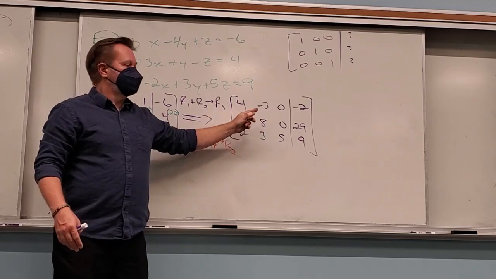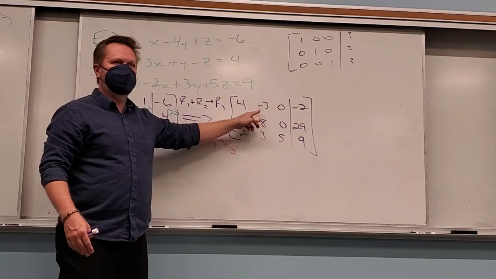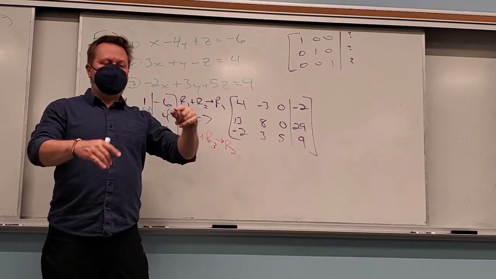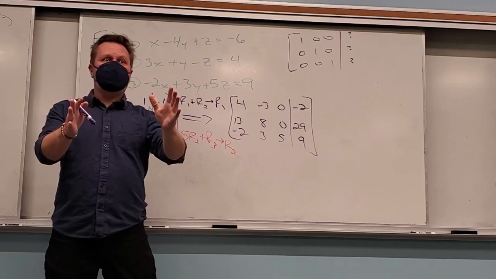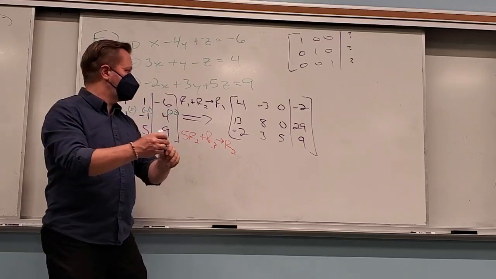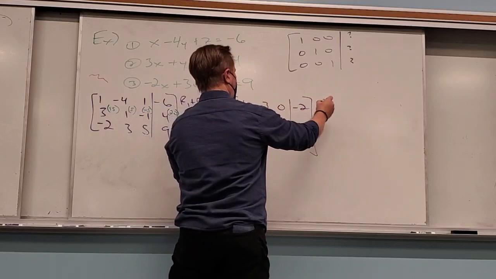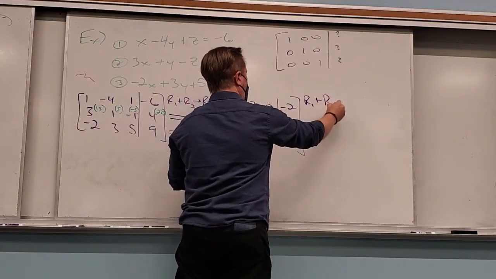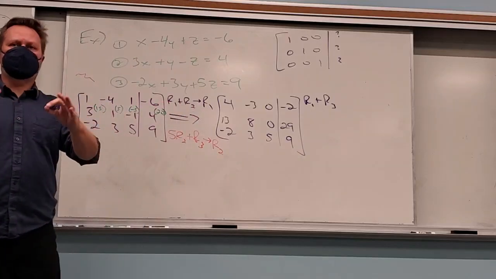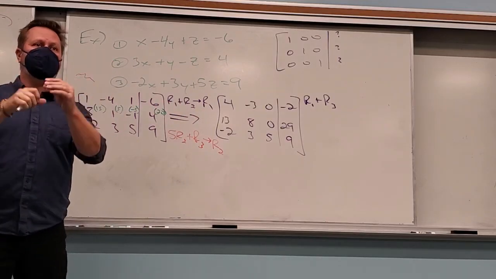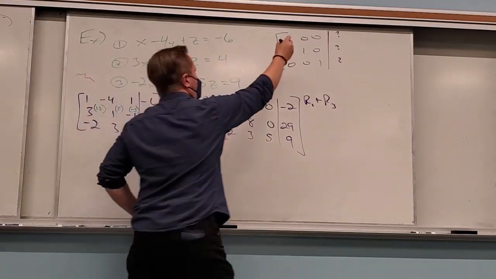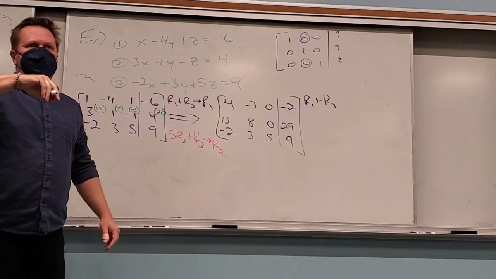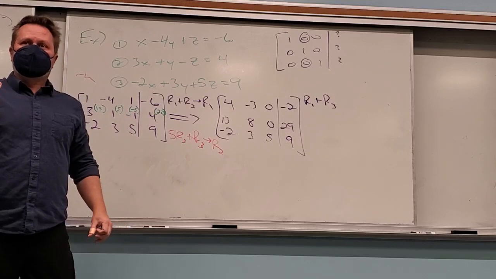Why? Because I can add these together and kill that, right? Do you guys see that? So if you see what you want to do, write down what you're going to do. So what exactly am I going to do? Row one plus. Now you got to make a choice. And it could actually work either way. Where do I want a zero? Don't I want a zero here and here? Yeah.